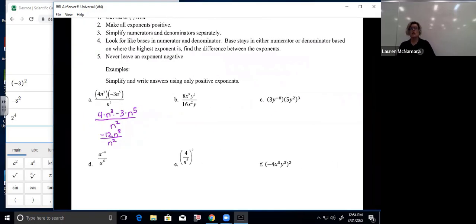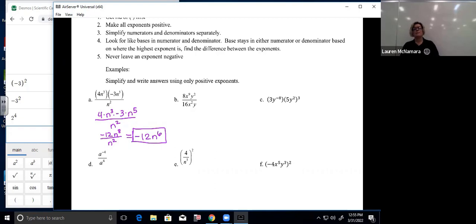And then it says, look for like bases in the numerator and the denominator. So do I have like bases here? Yeah. Where's my highest exponent of n? Yeah, it's in the numerator. So n stays in the numerator and I'm dividing out 2 of them. So how many are left? 6. So I have -12 n to the 6th for that example.